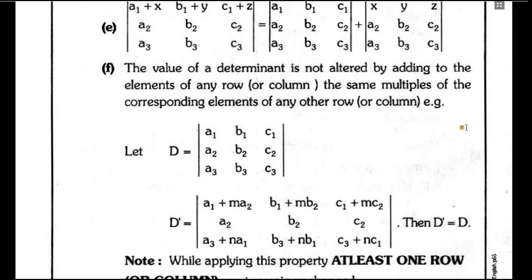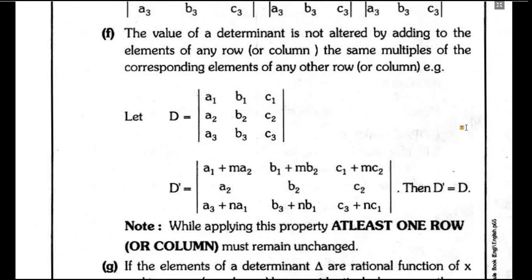The value of a determinant is not altered by adding to the elements of any row or column the same multiples of the corresponding elements of any other row or column. Example, suppose D is this determinant, D dash is a1 plus m a2, b1 plus m b2, c1 plus m c2, means you have multiplied, and a2 b2 c2, then a3 plus n a1, b3 plus n b1, c3 plus n c1.